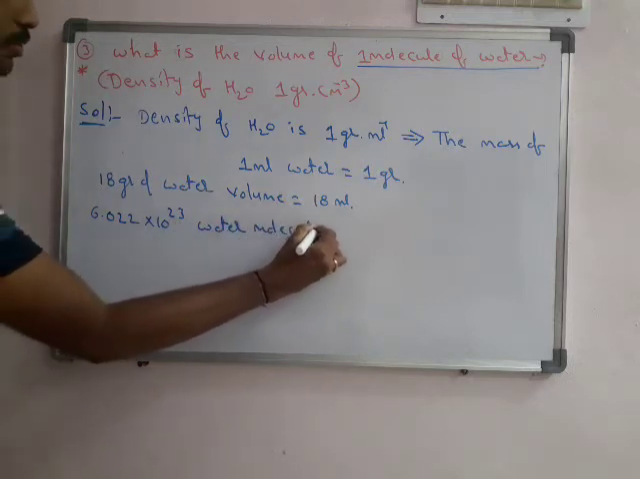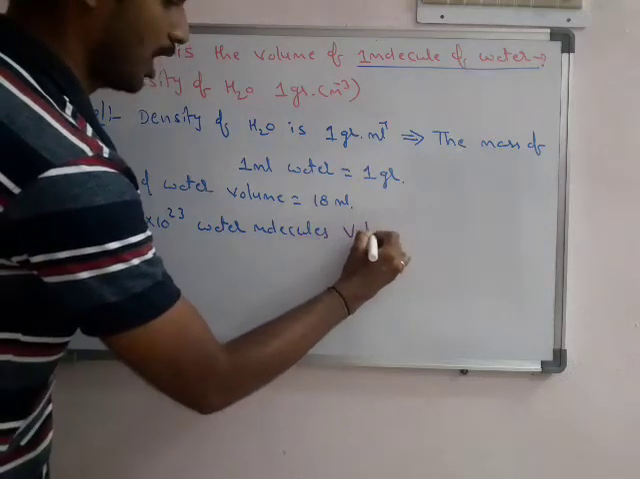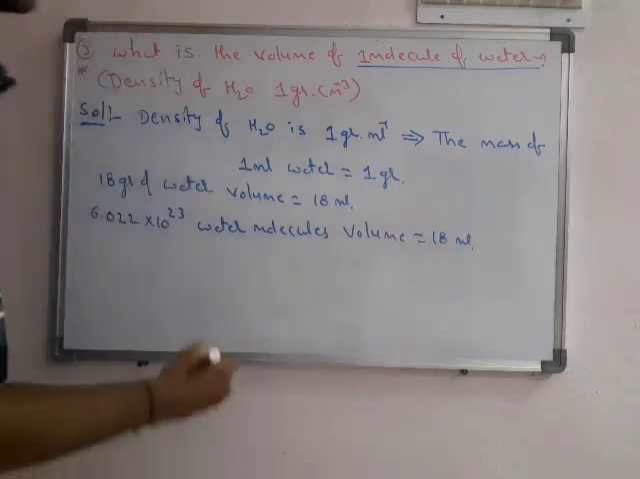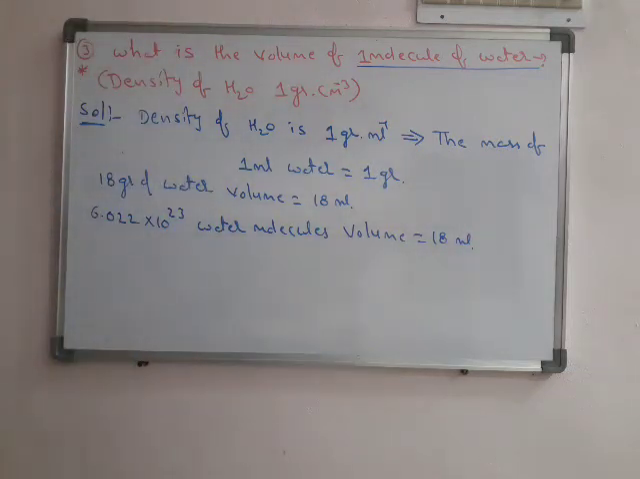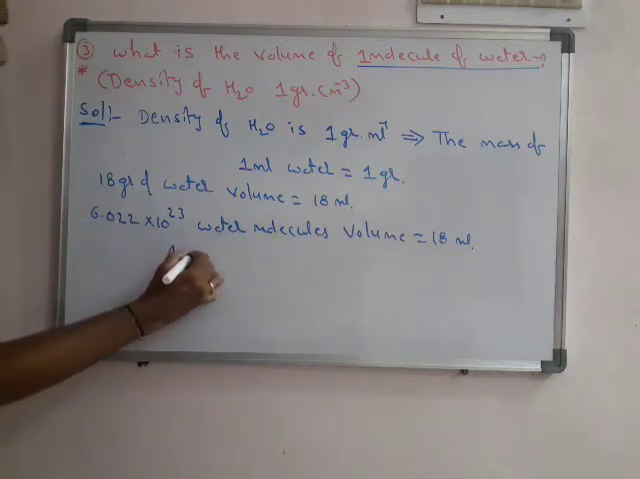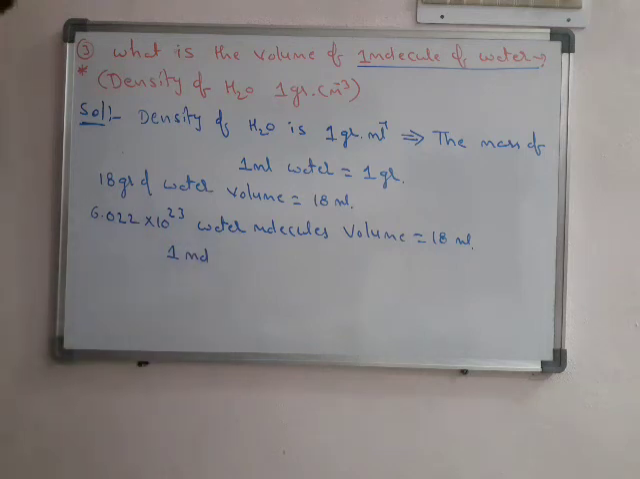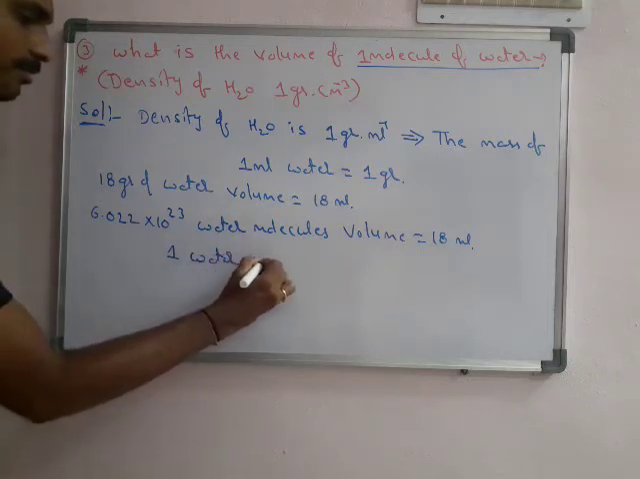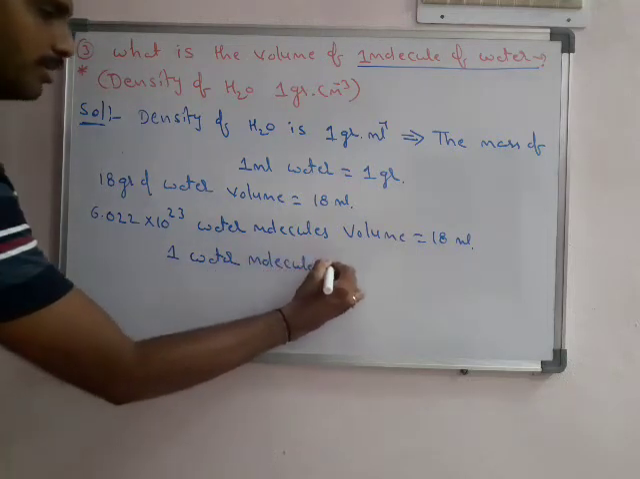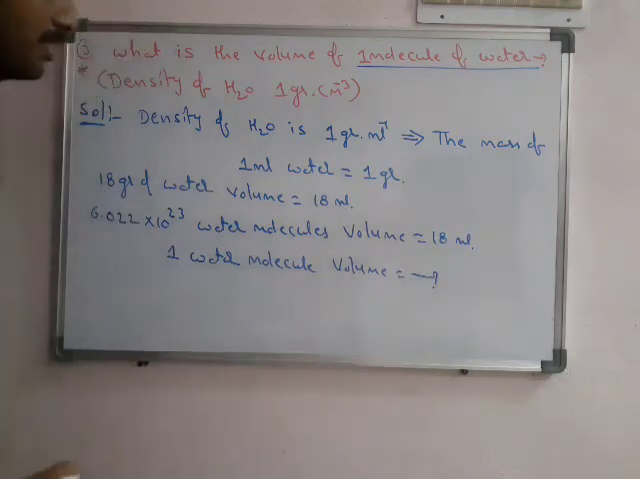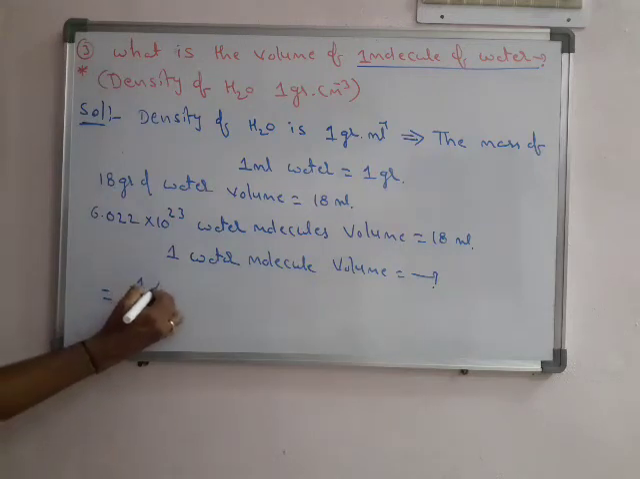water molecules occupy how much volume? 18 milliliter. Centimeter cube and milliliter are both equal. So then, in these molecules, 18 ml. Now 1 water molecule occupies how much? 1 water molecule volume equals how much? Cross multiplication.